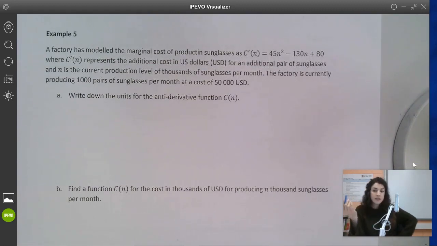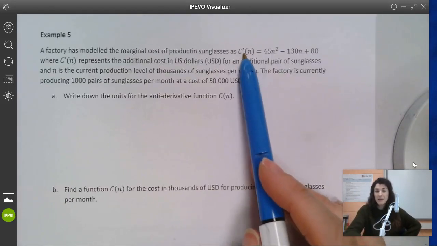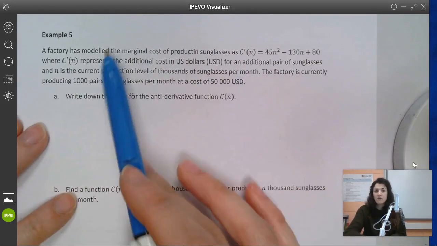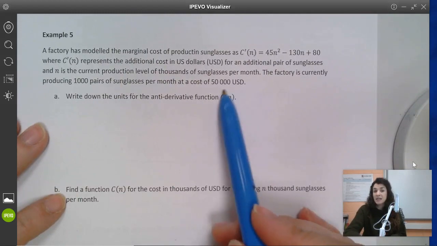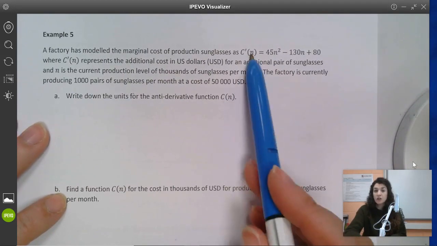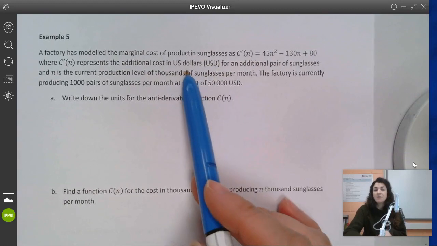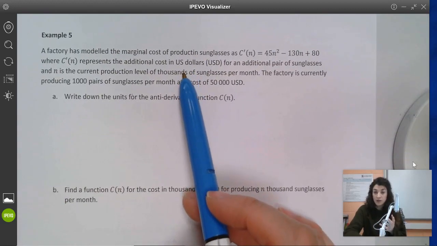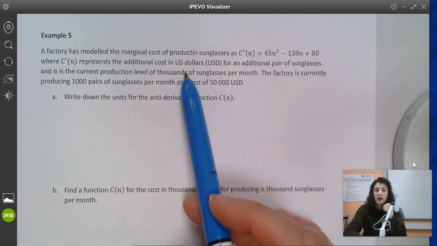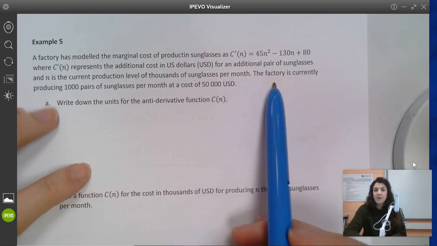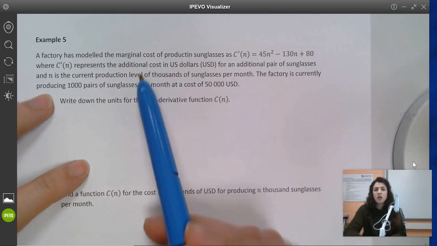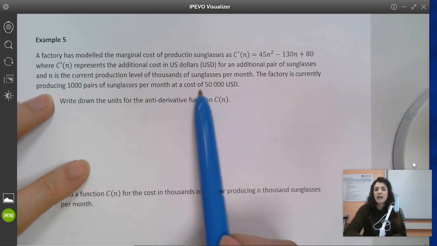So trying to build our instincts here, what I thought when I first read through this was, okay, prime, so that means it's the derivative. So we're probably going to be finding the original function. So, okay, I need to find the integral. It gives me units, which is important. We will see why today with this example. And then it gives me this information. The factory is currently producing 1,000 pairs of sunglasses at a cost of this.